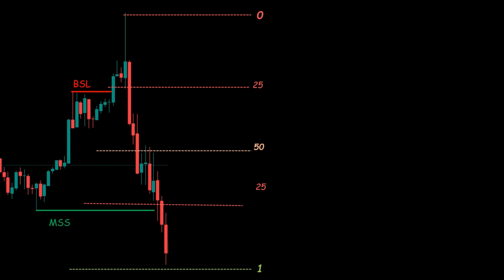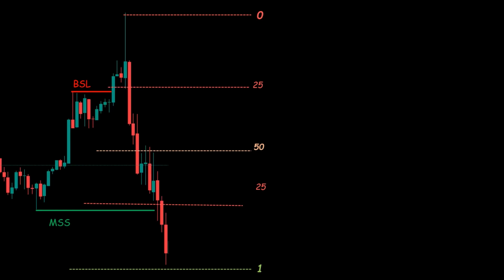Alright, let's look at the next example. Here, after taking the buy-side liquidity, the price started to drop, and once it closed below the last low, our market structure shift was confirmed. Now we'll go through our checklist. We identify the premium and discount zones and mark the DRT levels. After that, we look for PD arrays within the premium zone.